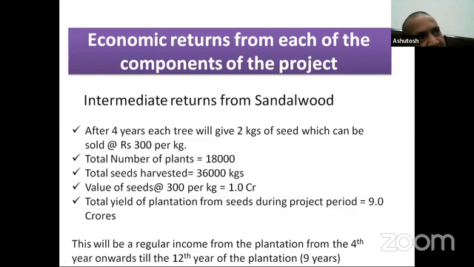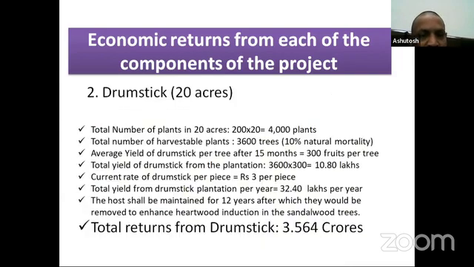So there are various methods by which, instead of waiting 15 years for the sandalwood crop, from the 2nd or 3rd year we can start developing new products or extracting oil, which will give the farmer some kind of intermediary returns. Drumstick also, after the 3rd or 4th year, you can get at least 10 to 20 lakh rupees from that 20 acres of land.